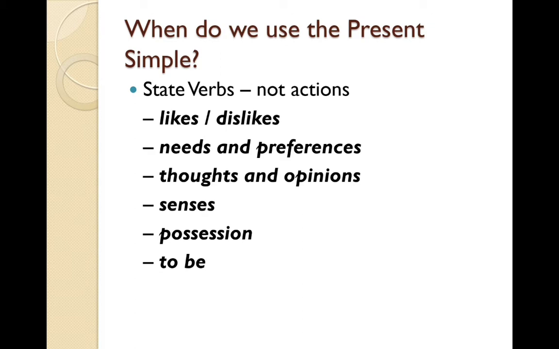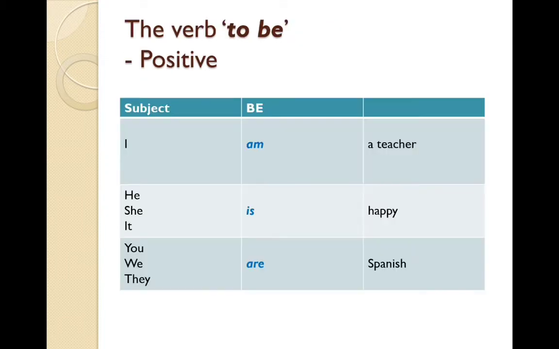And another example of a state verb is the verb to be. Now let's just have a quick look at the structure of this verb. So in positive phrases, I am a teacher. He is happy. She is happy. It is happy. You are Spanish. We are Spanish. They are Spanish.